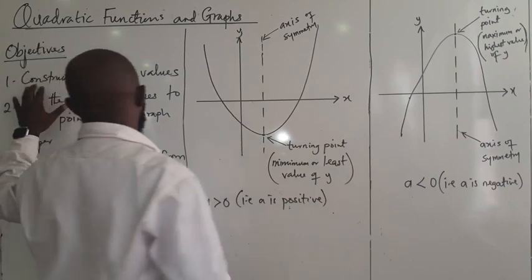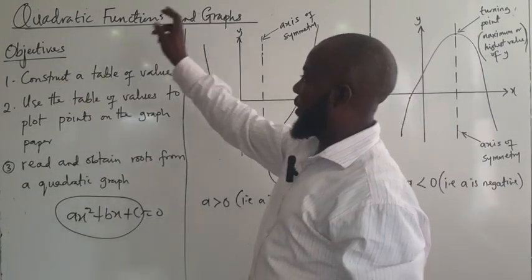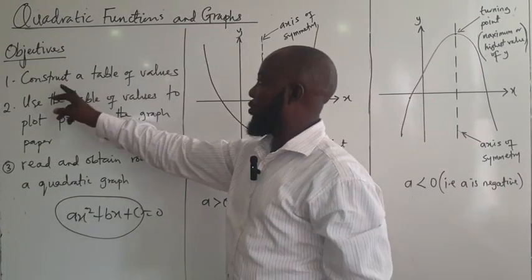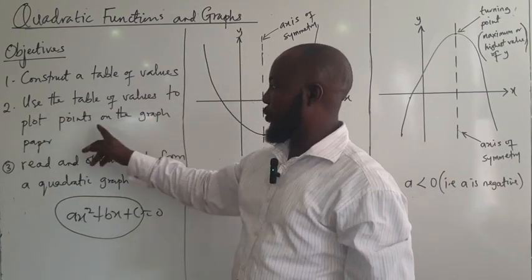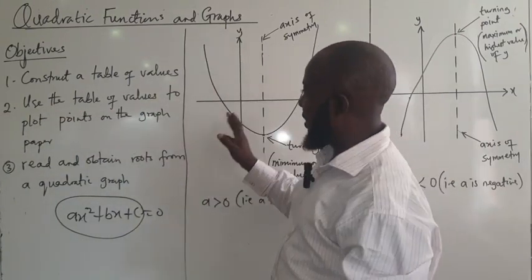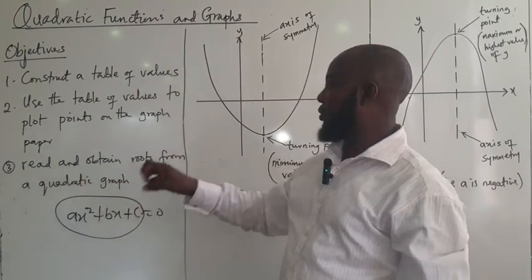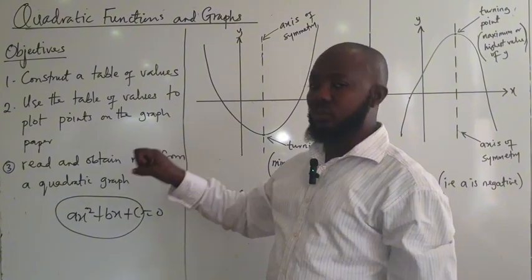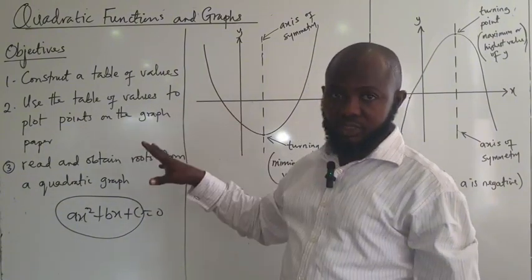For the purpose of this class, these are the objectives that we want to achieve. We want to learn how to construct a table of values. After constructing the table of values, we want to use it to plot points on the graph, that is, to form a graph. And then the last one is we want to read and obtain some information, roots. Not only roots, we want to obtain some values from the graph we have plotted.